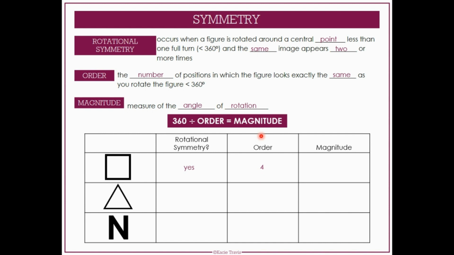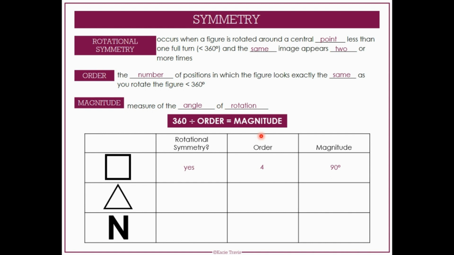This has four sides on it, and you can continue to turn this around to where this looks the same as we go through it. Now, for our magnitude, we take our order and we divide 360 by that, and that gives us our angle of rotation, which is 90.